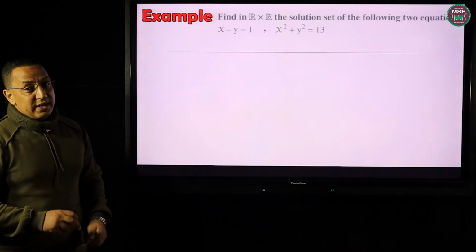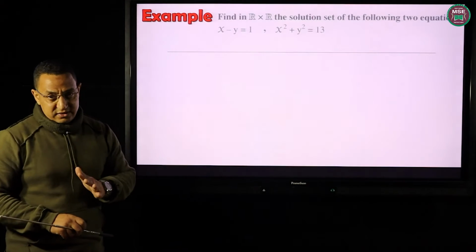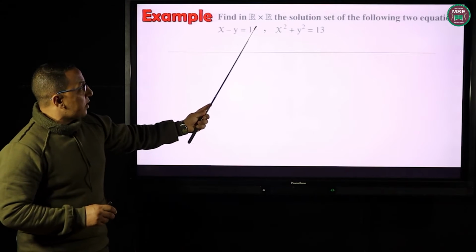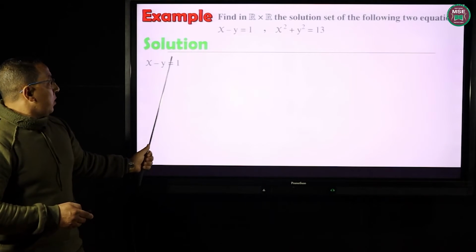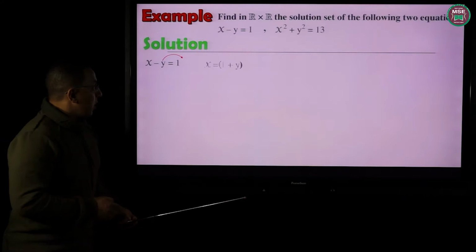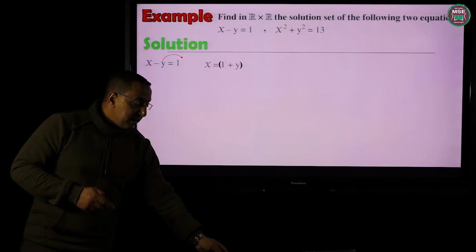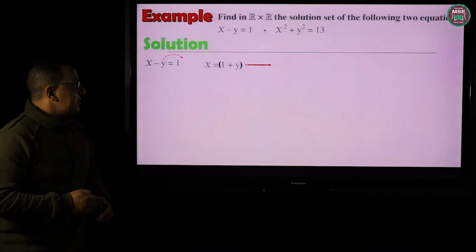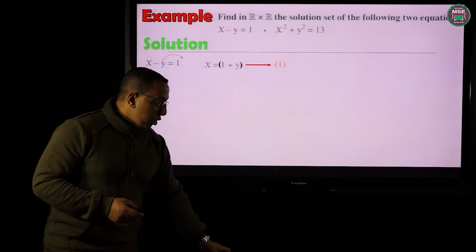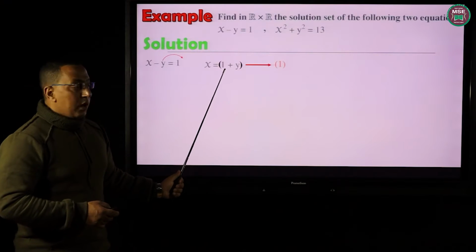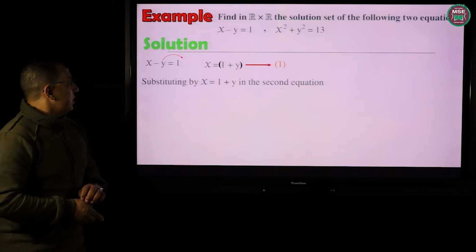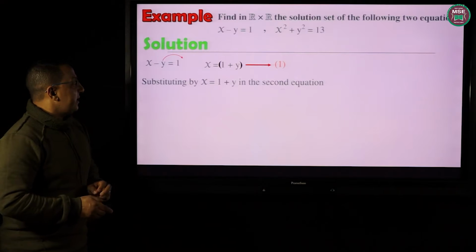I'm going to make x in terms of y or y in terms of x. Here it's easier to make x in terms of y by sending y to the right side. It will be x equal 1 plus y, or y plus 1. It's better to put them between brackets. This is equation number 1. Now I'm going to substitute the value of x, which is equal 1 plus y, in the second equation.